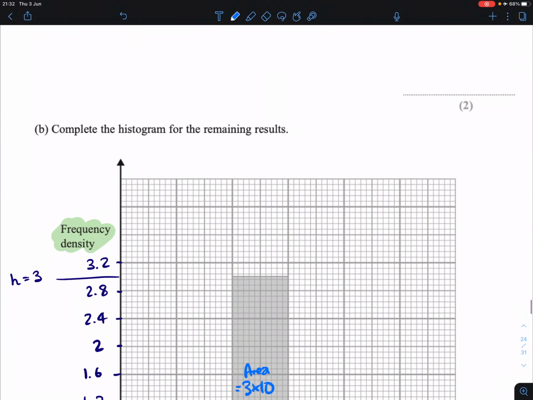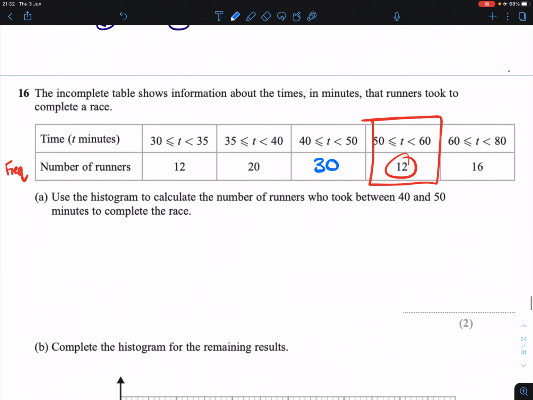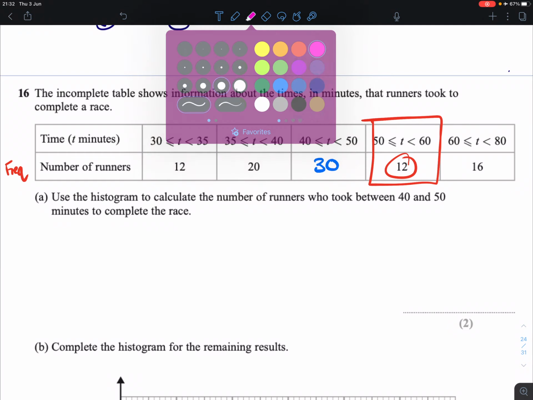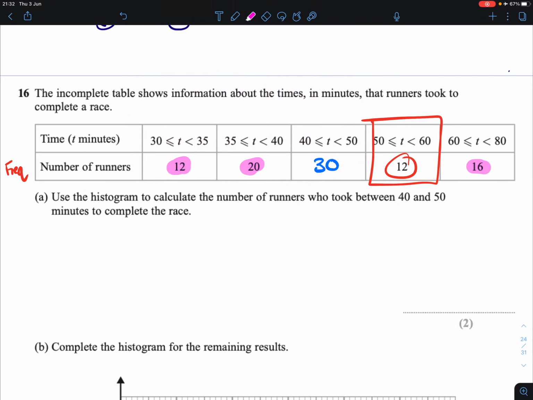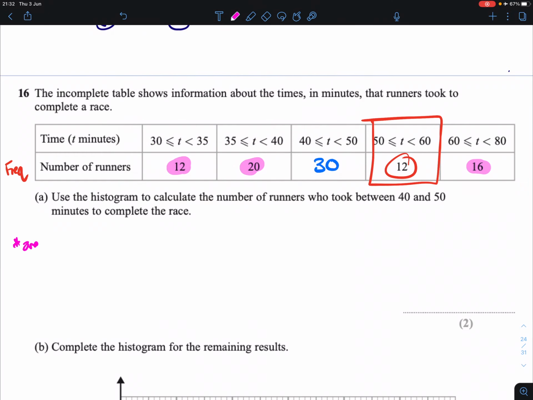For part B, completing the histogram with the remaining results, well, we have all of the frequencies, which means we have all of the areas of each of the remaining bars. And if we have the areas and we have the widths, then we can figure out what the heights are. So each of these are areas. We have our widths, which is the difference between the numbers either end of the class. So the width of that is going to be 5. The width of this one is also going to be 5. And the width of the last one is going to be 20.